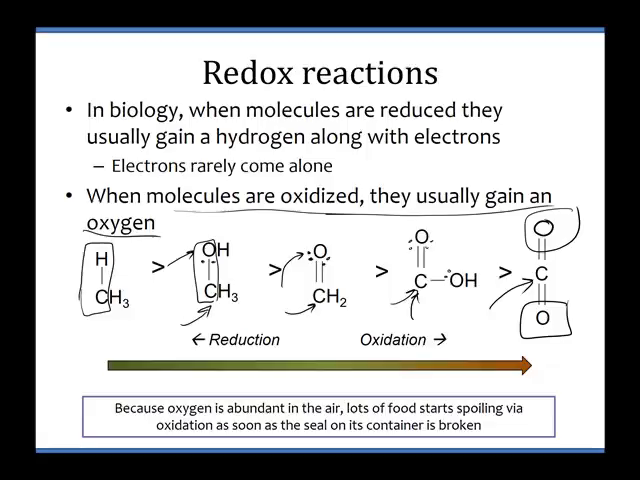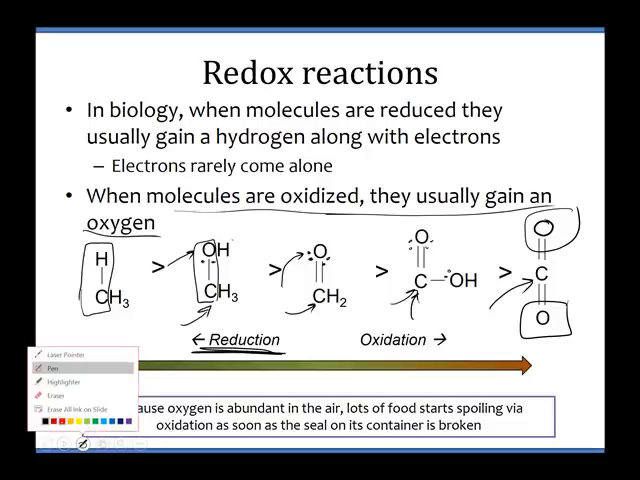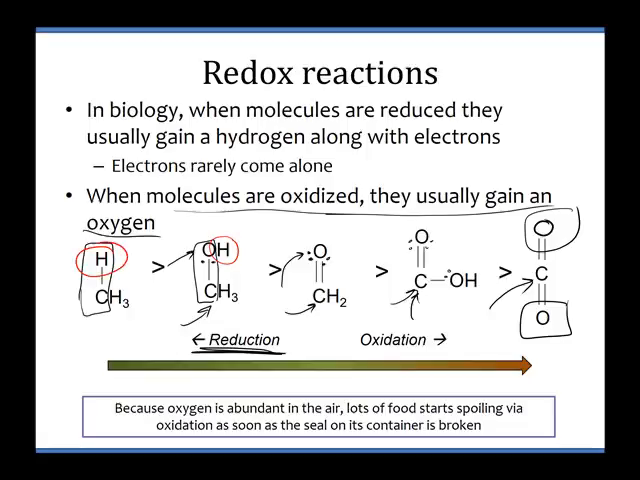In contrast, when you're reducing, when you're adding electrons, you may notice that you're adding hydrogens. So you gained a hydrogen. Here, going from carbon dioxide to the C double bond OH, you gained a hydrogen. You have another hydrogen. So usually when you reduce in biology, you usually gain a hydrogen along with the electrons. And it's because electrons really don't like to come alone. So usually they need a carrier, and that carrier is hydrogen.